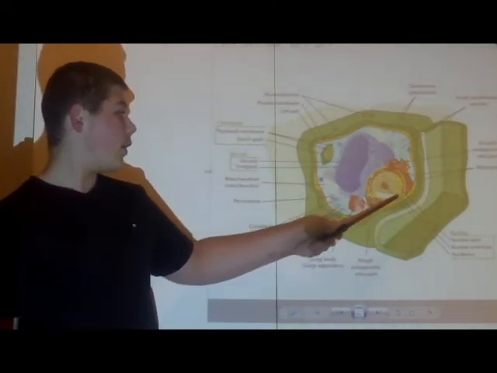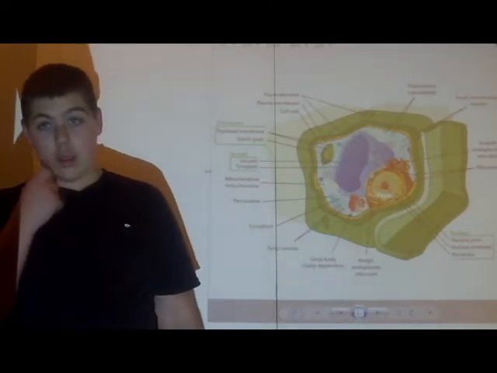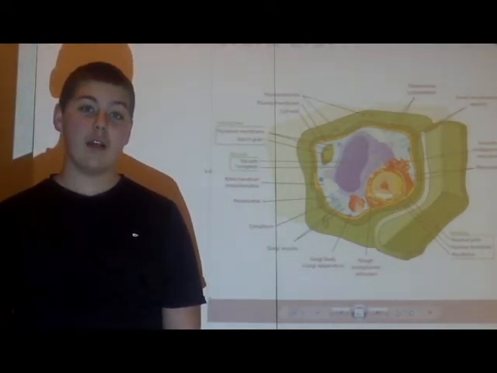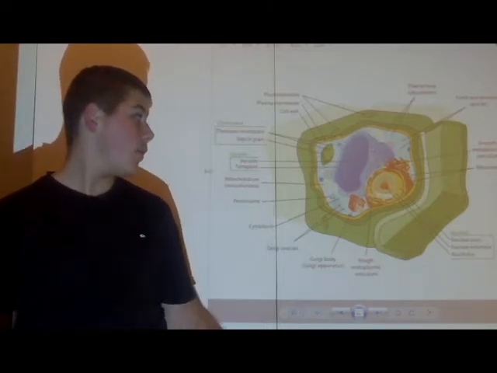And this is the cell membrane. As you can see here, it surrounds the entire cell. That is what keeps things from going inside and outside of the cell. It chooses what can go in order to prevent disease.